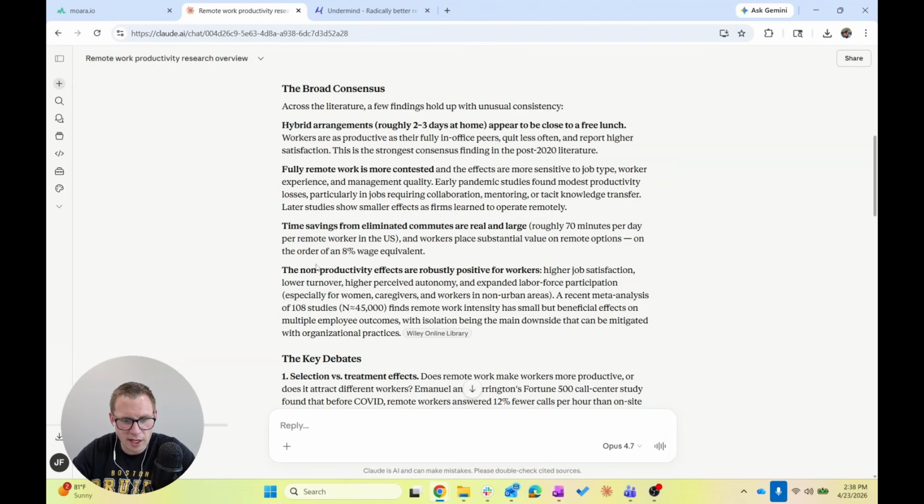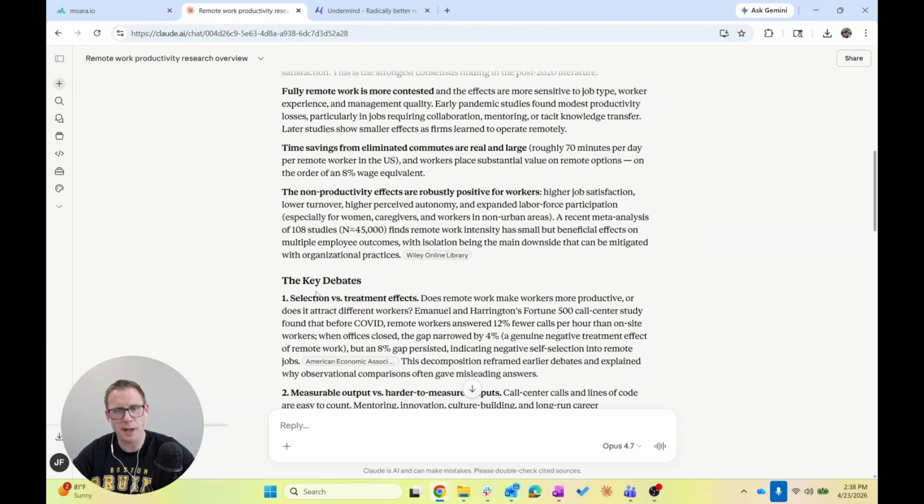The non-productivity effects are robustly positive: higher job satisfaction, lower turnover, higher perceived autonomy, and expanded labor force participation. Also, again, a really good point. Now, I think some of those are very important for an individual client. Some of them aren't. From a macroeconomic perspective, if you're an academic, I think that's super important. One thing I don't see here that I find to be an interesting question is the effects on growth and innovation. I think that would be a really important one.